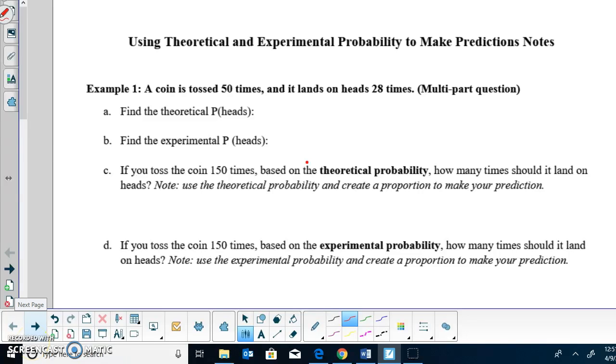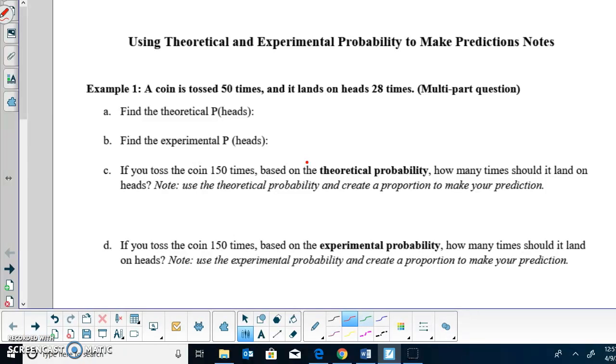In this lesson, we'll talk about how to use theoretical and experimental probability to make predictions. In example 1, it tells us a coin is tossed 50 times and it lands on heads 28 times. This is not a multiple choice question. This is multi-part. The first part asks me to find the theoretical probability.